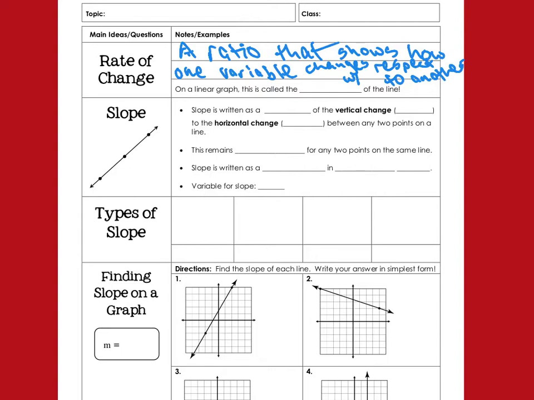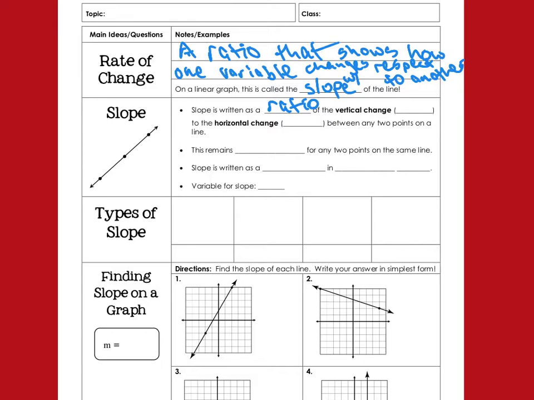So on a linear graph, though, this is called slope. It is called the slope of the line. That's really the key word that we're looking at. If you wanted to know what slope was, it's basically a comparison of how one variable changes when another one changes. How do we write slope? Well, like I said, it's written as a ratio. And what that means more often than not is just a fraction.